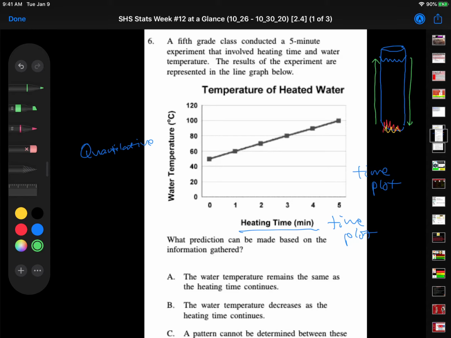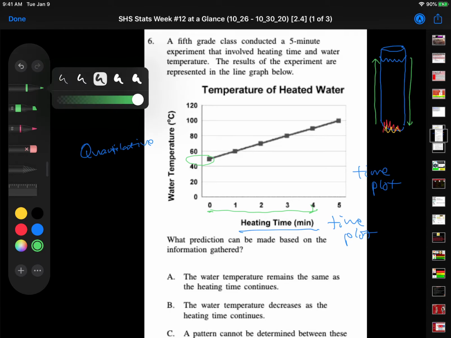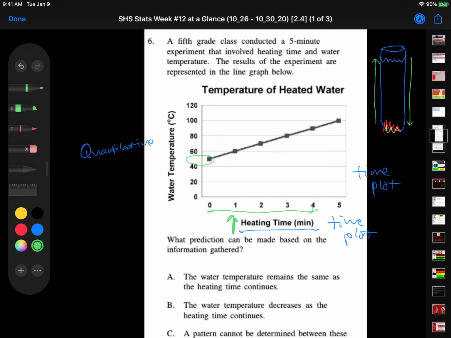Okay? So what happens if you heat this for a short period of time, like 0 minutes? Well, the water coming into your house might be a low temperature, right? But what happens if you increase the heating time? 0, 1, 2, 3, 4, 5. What's happening to the temperature of the water? It's also increasing.